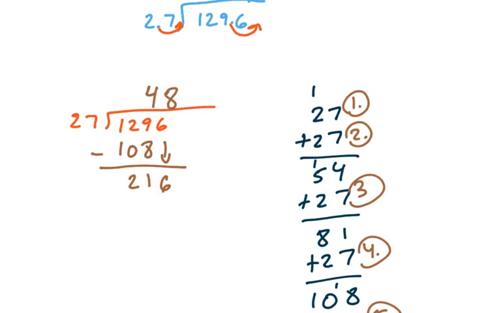I mean, if you want to, you can multiply 27 by 8 and then subtract and you'll get 0. But that's as many times as it goes in. The answer there is 48. Cool beans. All right, let's move on to the next one.